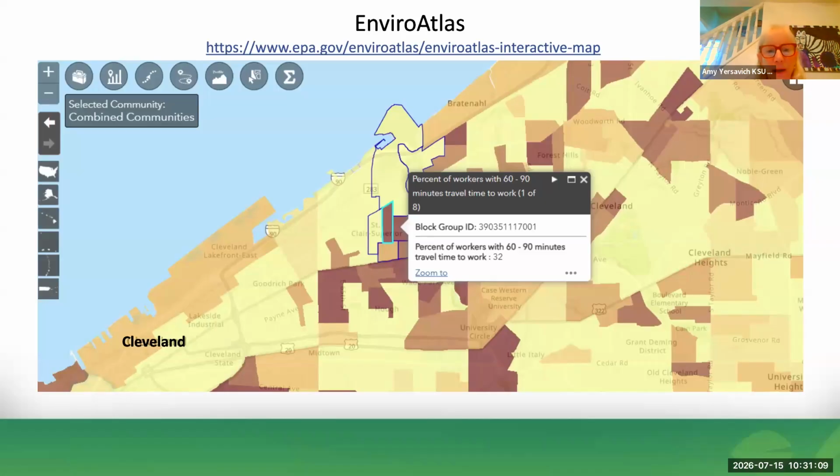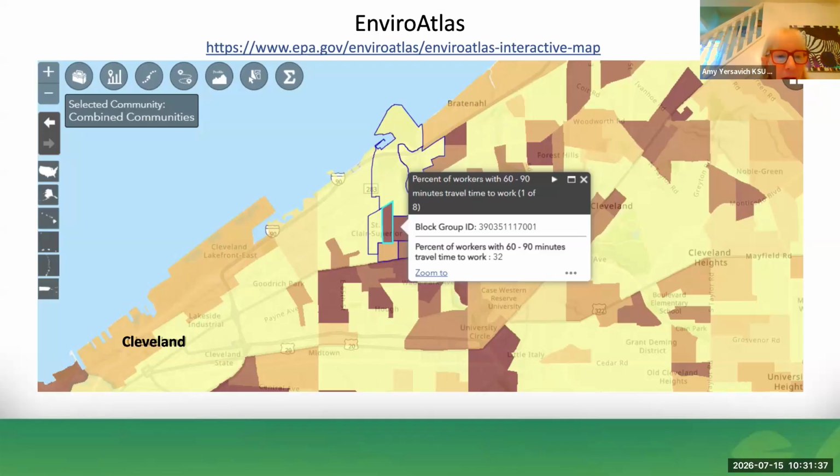EnviroAtlas. I know in previous webinars with Ohio EPA, we've had some demonstrations of this from US EPA personnel. There's a lot of different information provided on this, a lot of different layers, once you go to this actual EnviroAtlas link and get on it. But this is just to give you a little bit of an example.